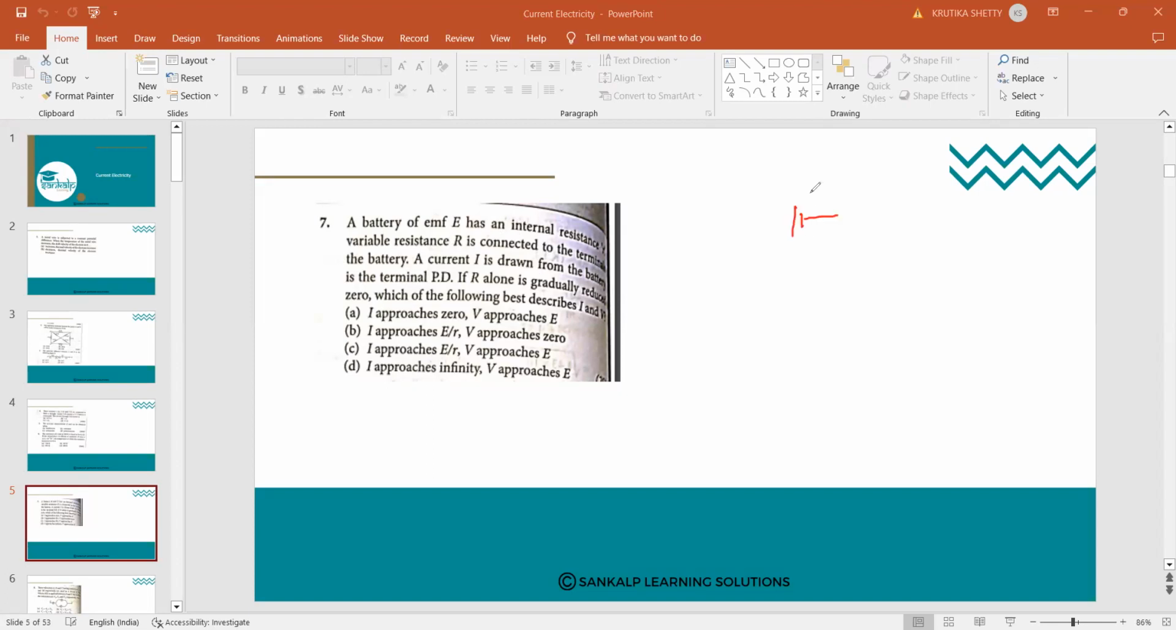So we have the battery of EMF E. It is connected to the resistor small r, the internal resistance, and it is connected to the load resistance capital R.